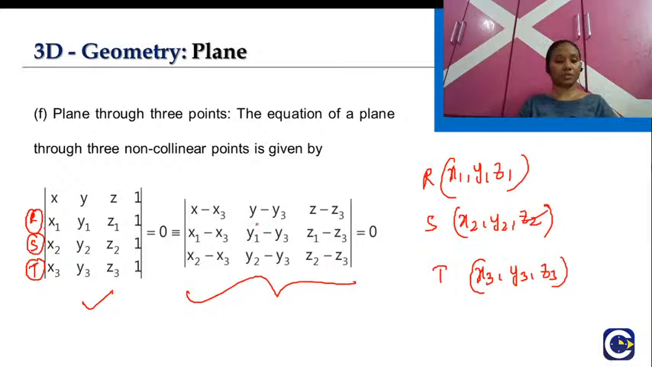And in the second column it will be y minus y3, y1 minus y3, y2 minus y3. Similarly, my third column will have the z terms, that is z minus z3, z1 minus z3 and z2 minus z3. So in some questions we can expect questions related to these non-collinear points, mainly in terms of our Cartesian format. So this will be my direct form.